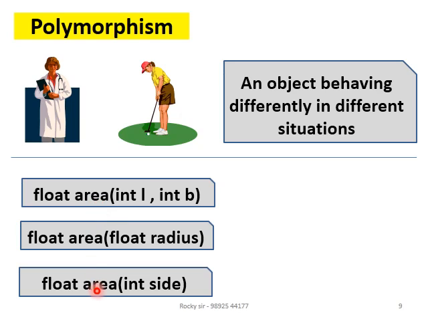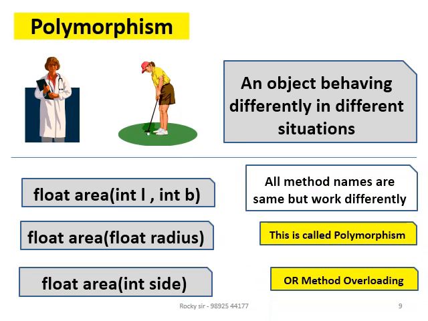That means the same method area behaves differently because you are passing it either a different number of parameters or different type of parameters. This concept is called polymorphism. And yes, it is also called method overloading as regards to Java, because this is the same method called area and you're overloading it because the names of all the methods are the same, but they behave differently when you pass different parameters to it. We look further.